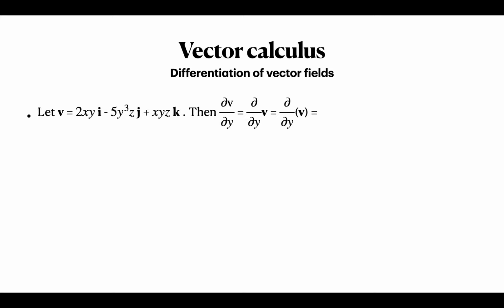Okay. Suppose you've got a vector V. It's a vector field that depends on X, Y, and Z. Now you can differentiate the vector V with respect to X or Y or Z. When you're differentiating vector fields, the i, j, and k are constants. Remember what they are: they're the directions along the X, Y, and Z axes. Their magnitude doesn't change because it is one, and their direction doesn't change. So you can't differentiate them, or rather you just leave them alone when you're doing the differentiation.